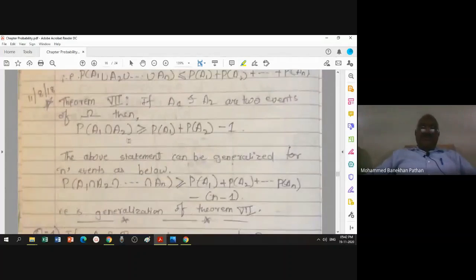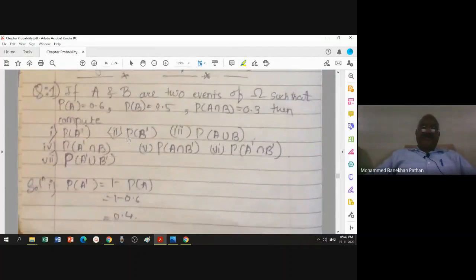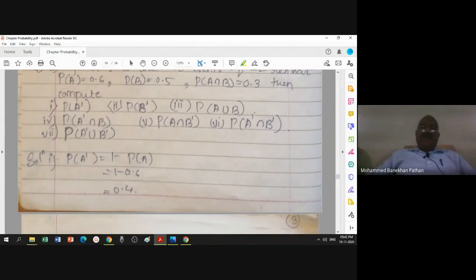We proceed to discuss some numerical examples. If A and B are two events of omega such that P(A) is 0.6, P(B) is 0.5, and P of intersection is 0.3. On the basis of this information, we have to compute these different types of probabilities. If a theorem is available, use it. If a theorem is not available, try to solve by Venn diagram.